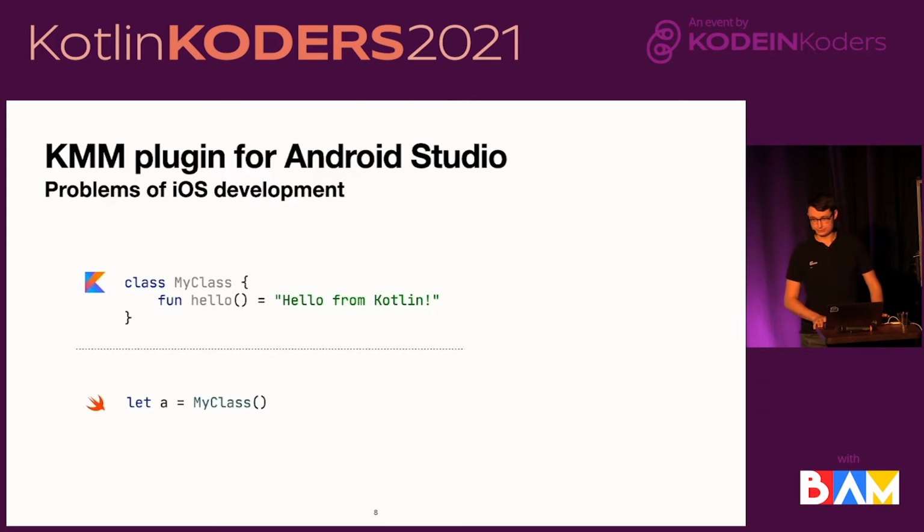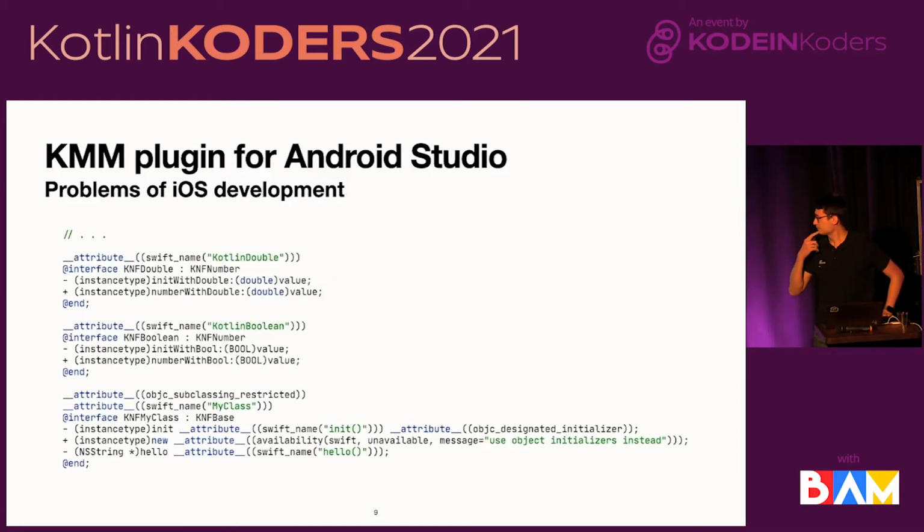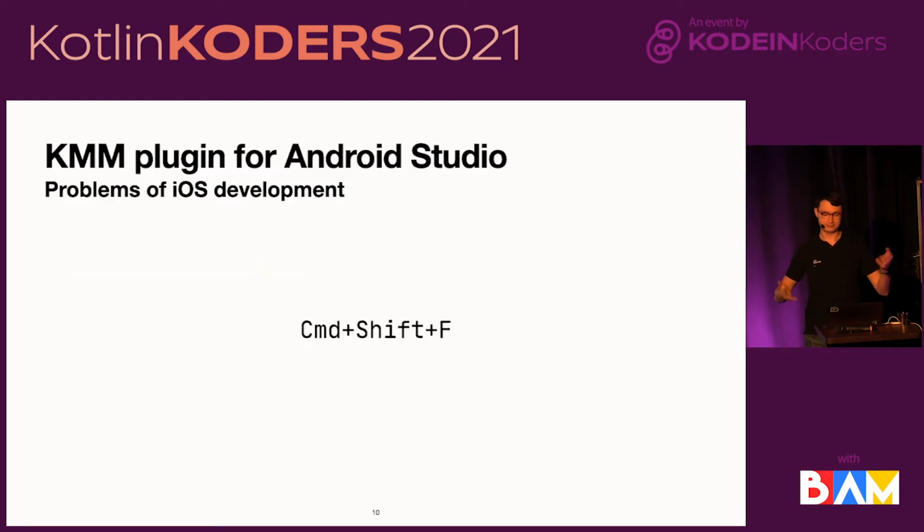And if you try to navigate from the Swift file to your declaration in Kotlin, you will not be navigated to the Kotlin file. For example, that's how the generated Objective-C header looks for the generated Kotlin framework, I mean the binary from the Kotlin framework. And to find a declaration, you need to use just text search in your project.